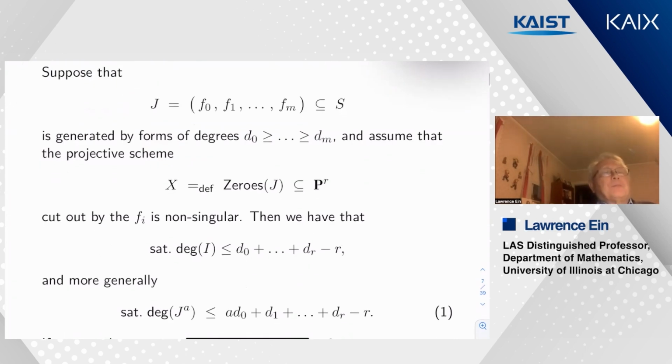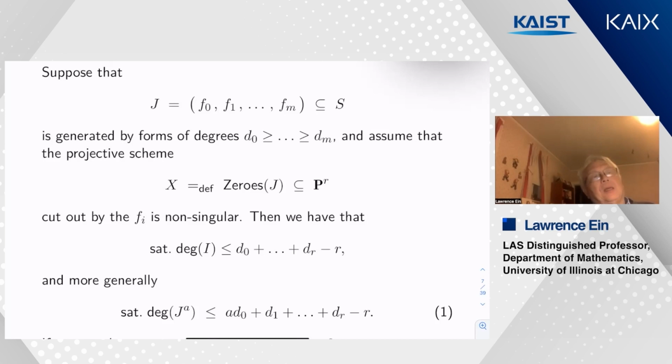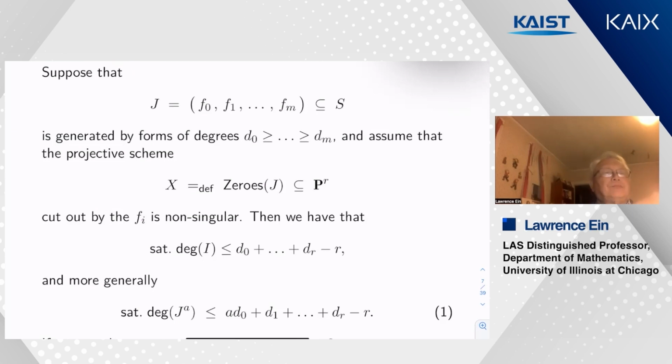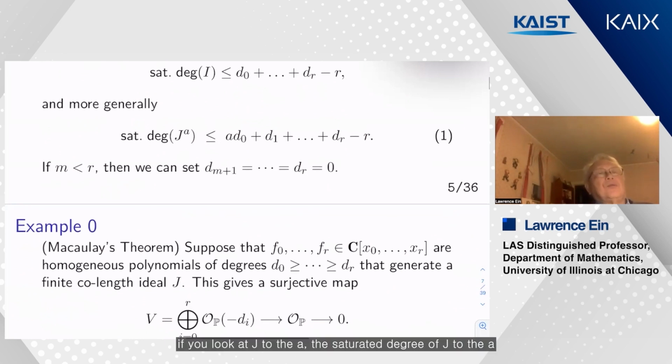So our theorem with Eisenbud and Huneke is the following. Basically, we give a bound on the saturation degree. In this setting, the saturation degree is bounded by d0 plus d1 up to plus dr minus r. And more generally, if you look at J to the a, the saturation degree of J to the a is less than or equal to a times (d0 plus d1 plus dr minus r).